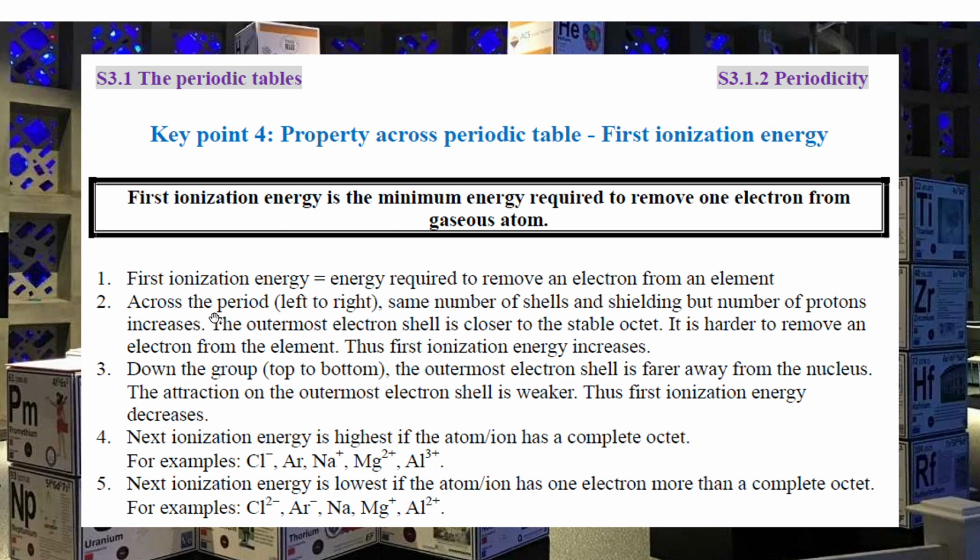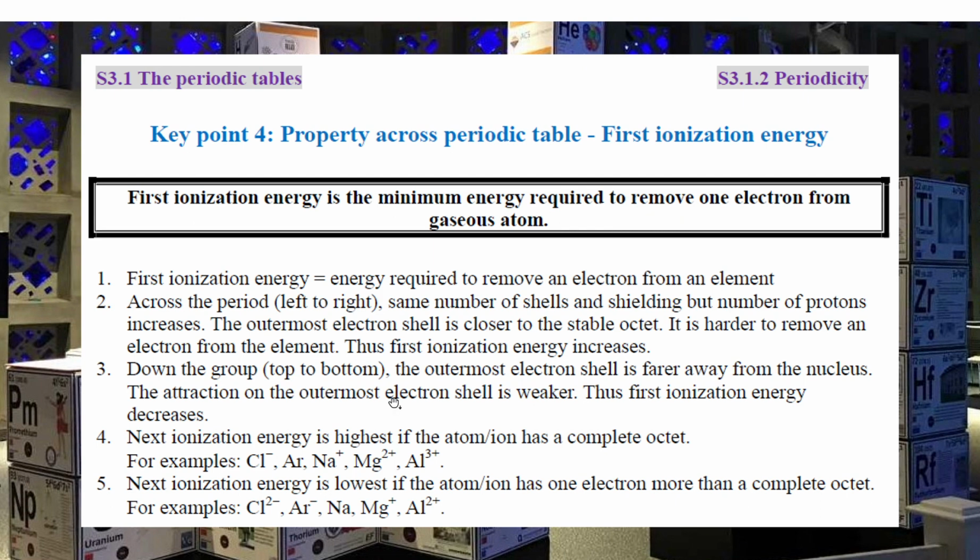Across the period, the same concept again. You see, same number of shells, same shielding, but as the number of protons increases, the outermost shell electron is closer to the stable octet too. So it is harder to remove, so higher ionization energy.